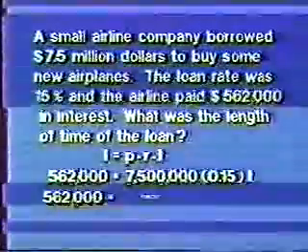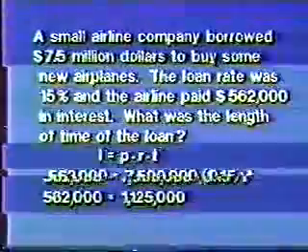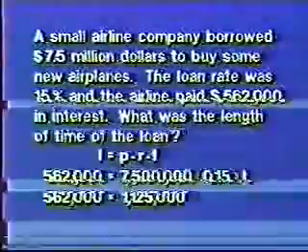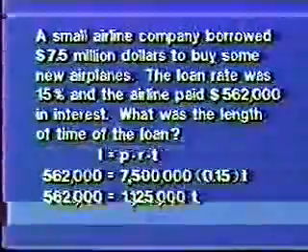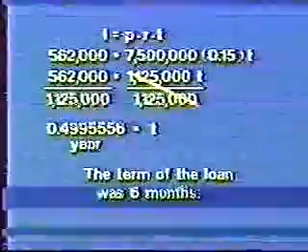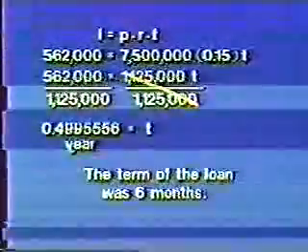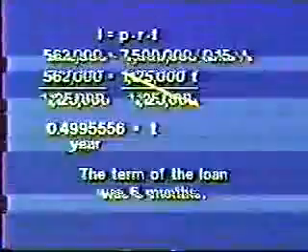Well, on the right, we multiply $7.5 million times 15/100ths and get $1,125,000. Now we bring down T, of course, and our prescription next would call for us to divide on both sides by the coefficient of T. In doing so, notice the decimal we get on the left side of the equation. On the right, of course, we get T. Now that decimal, 0.4995556, is very, very close to 0.5, isn't it? And we're talking about a portion of a year here. So we're talking about a half a year, or the term of the loan was 6 months.